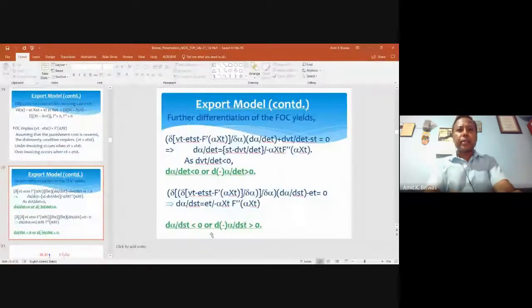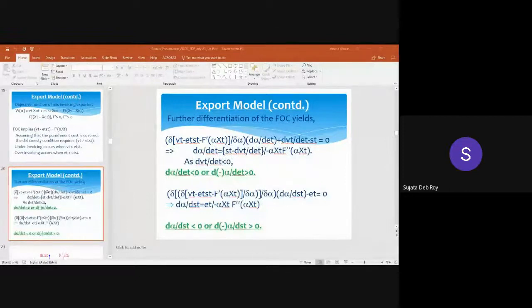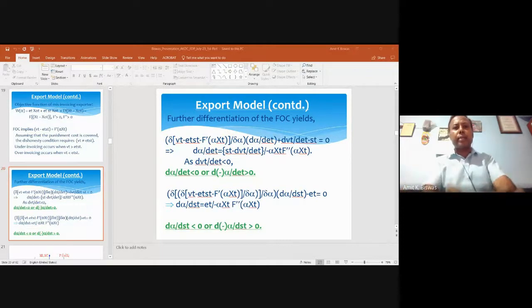Please have your question. Sir, can you please re-explain the equation from the previous slide? Right, of course I'll do, because I am trying to make you convinced.